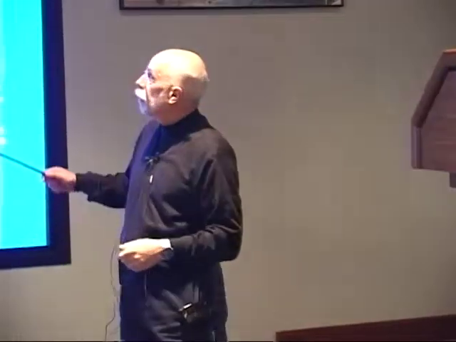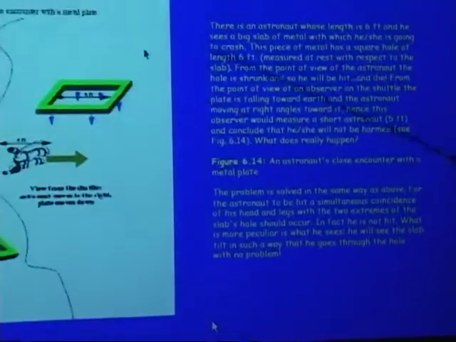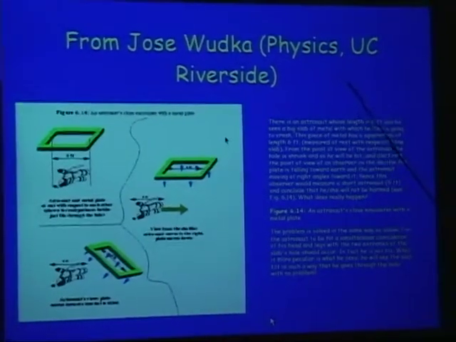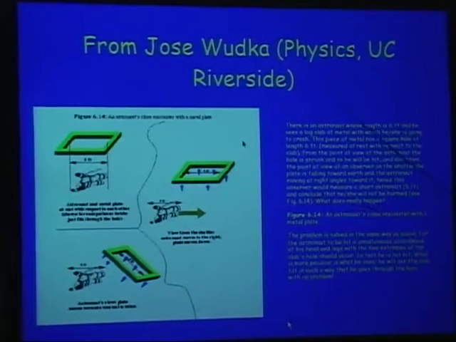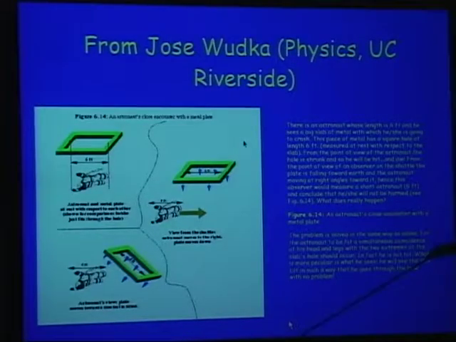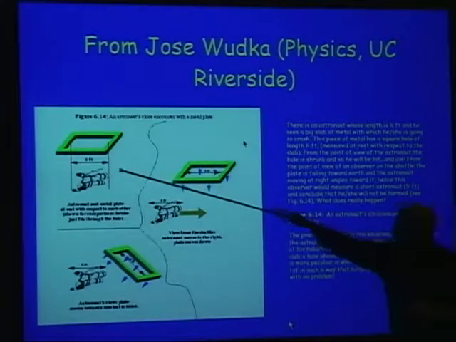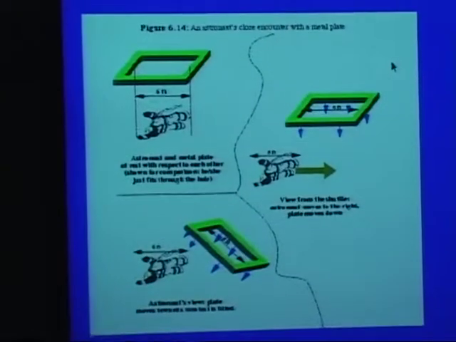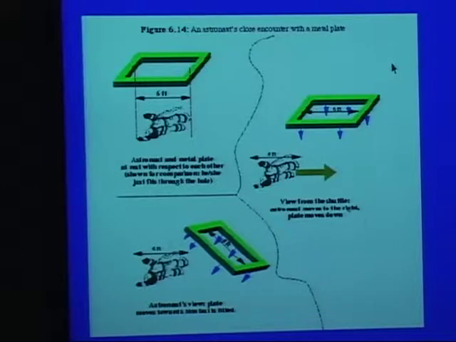And how can that be? The resolution is the stick rotates. Here's a website, not a book. It's a very rich website worth visiting if you're interested in this topic, from Jose Woodka, a professor at Riverside, where he's doing exactly this problem. He has a hole in a table and an astronaut, and he demonstrates that this dilemma is resolved because there's rotation involved. Another famous implementation of this is the outhouse and the pole vaulter.